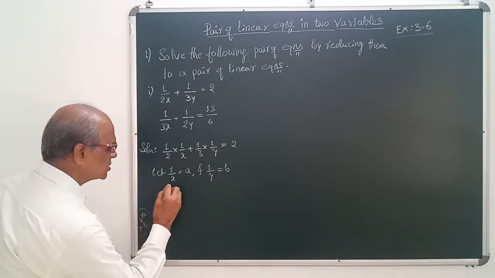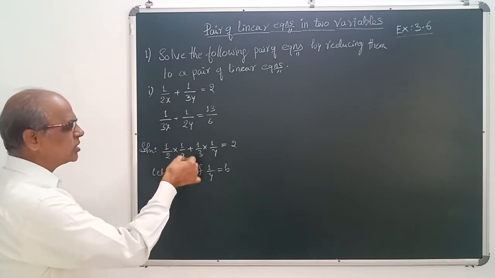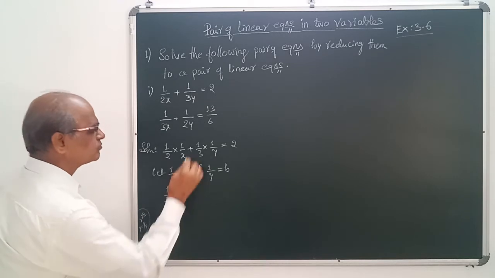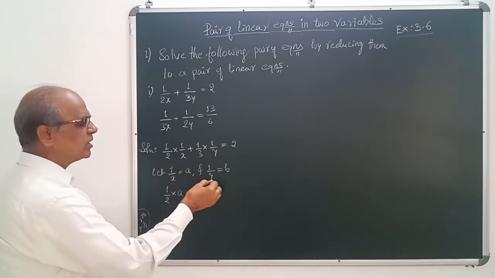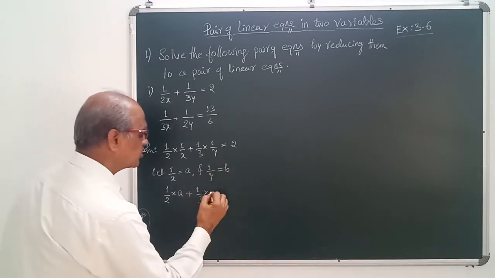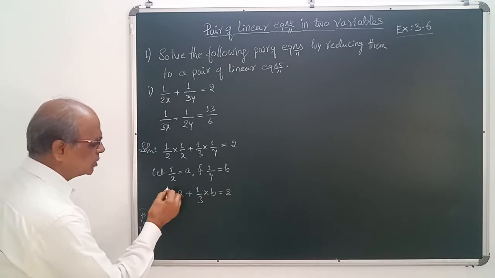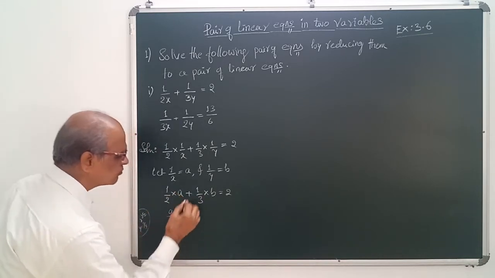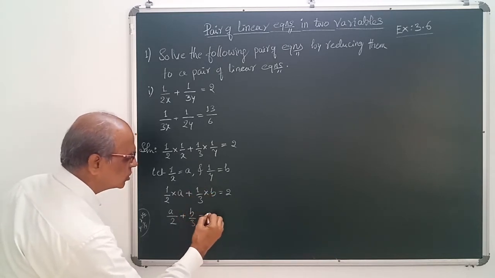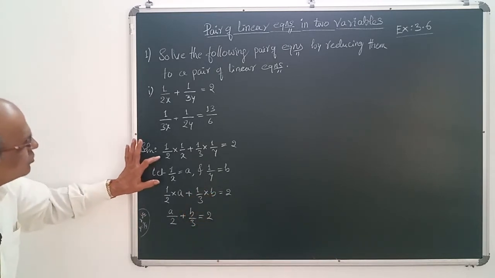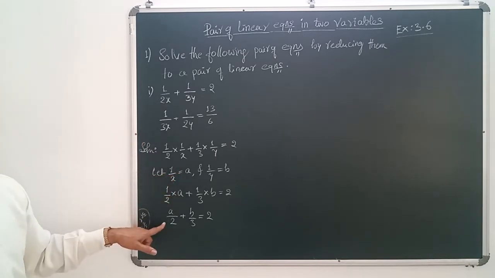Now you substitute a and b wherever 1 by x and 1 by y are there. See here, this is a half. In this case I am substituting. 1 by x means a. That means write a plus 1 by 3 into, what is 1 by y? 1 by y means b. That means into b is equal to 2. Now you simplify. a into 1 is a by 2 plus b by 3 is equal to 2. You can skip this step, I said, and directly write this.